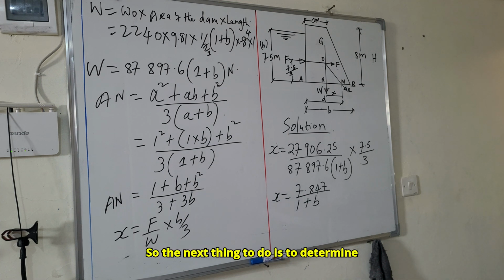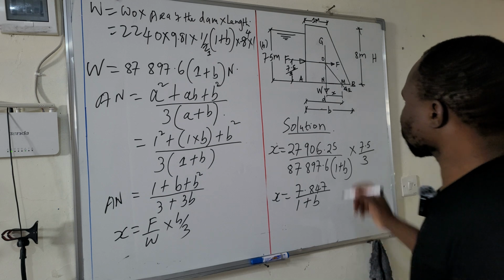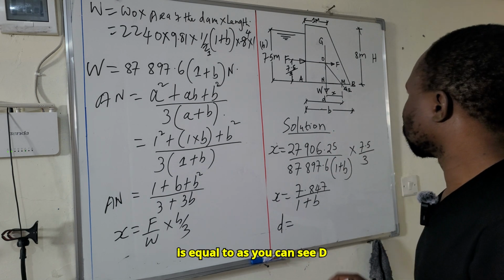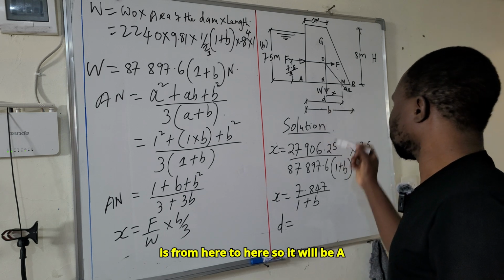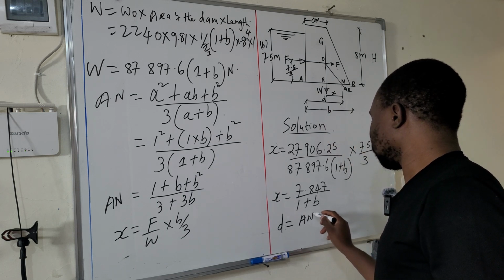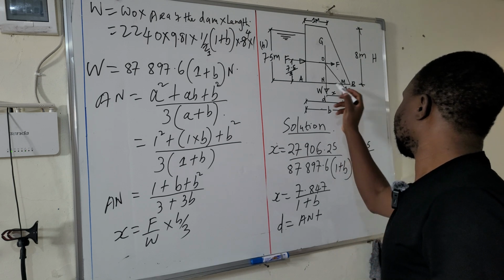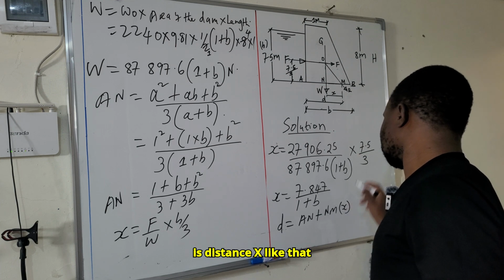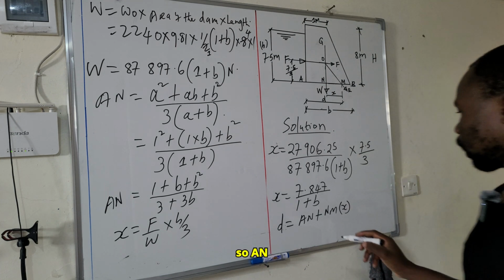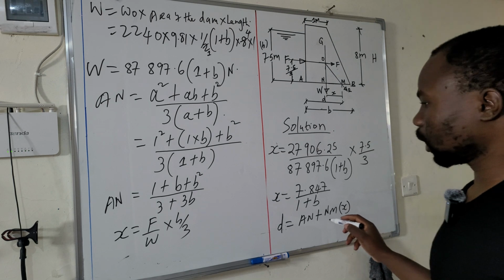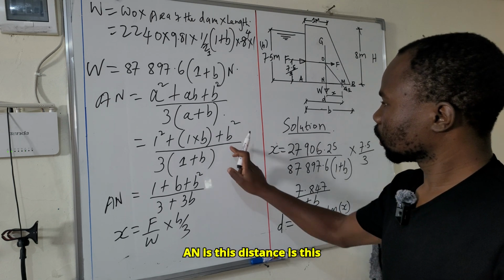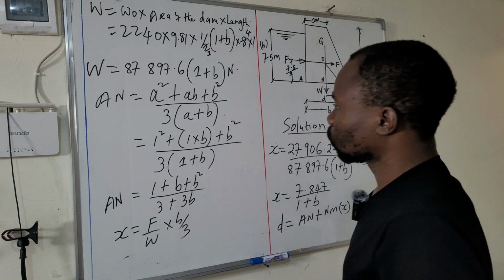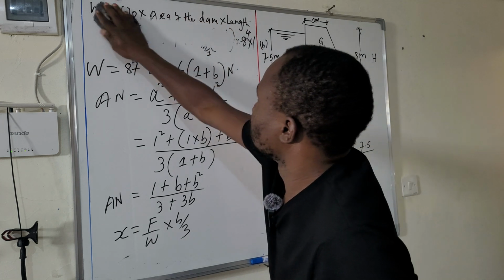The next thing to do is to determine our distance d. As you can see, d is from here to here, so it will be AN plus NM, which is distance x, like that. So AN is this distance. Allow me to clean here.